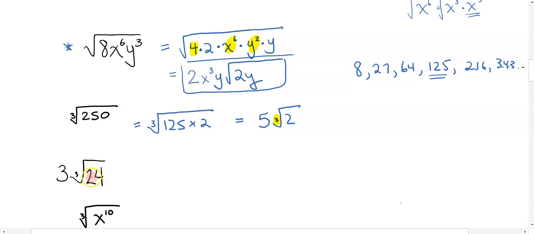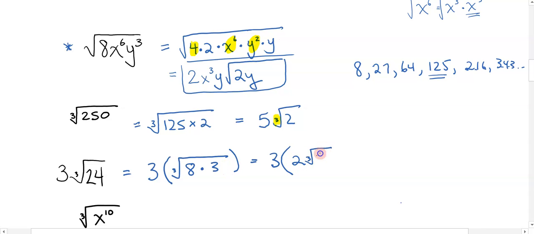So 24, the largest number, well, there's only one to check. It's 8, right? Well, 8 goes into it. So it becomes 3, and I'm going to use my brackets just to remember that the 3's out front. Becomes 8 times 3 inside. The 3 just tags along till the end. The cubed root of 8 is 2. I cannot take the cubed root of 3, so that stays inside.